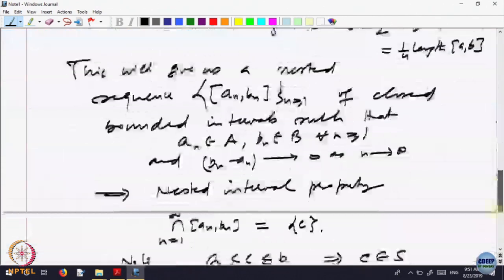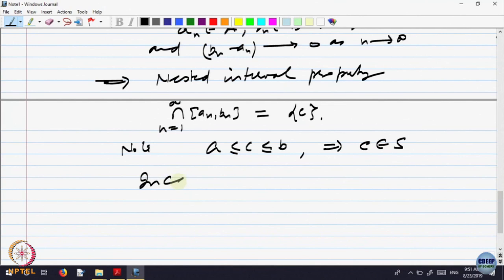So in case C belongs to A, then what happens? What is C basically? It is a limit of Bn's, right? So, close to C, there will be points of B, right? So, I cannot find a neighborhood of C which will be disjoint from B. And this is a point in A, but A and B are separated, so that is not possible, right?